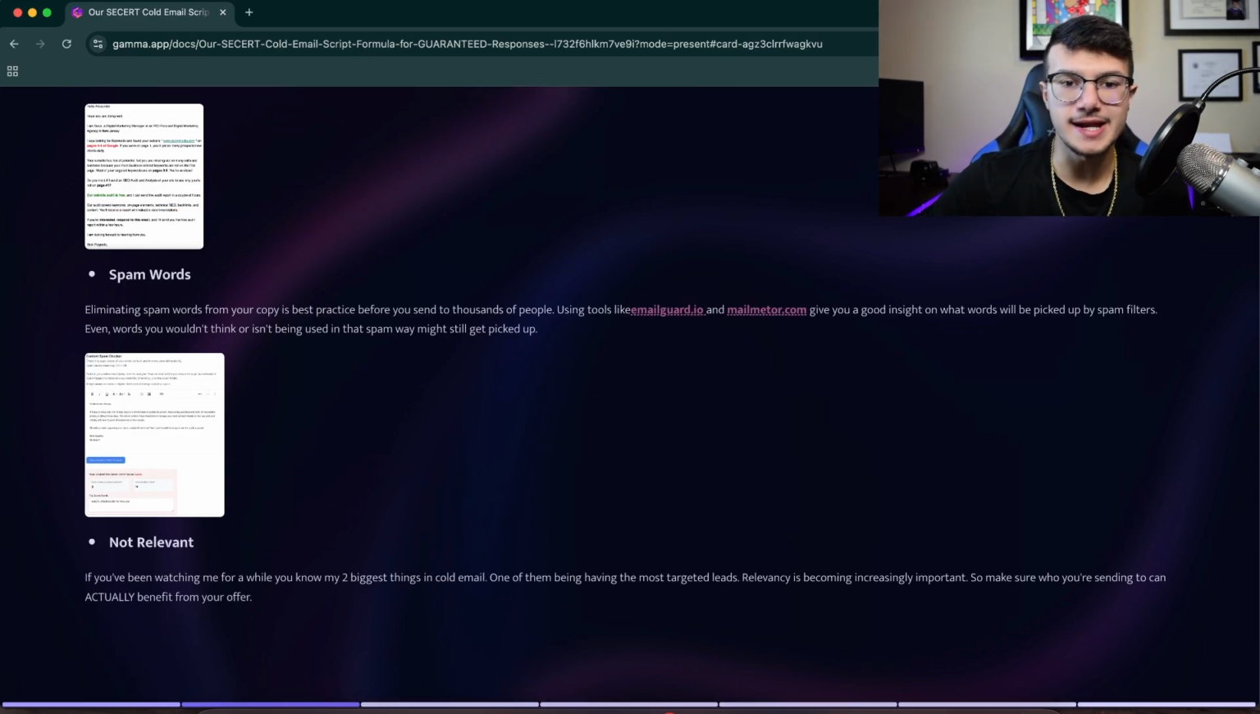Spam words. Eliminating spam words from your copy is best practice before you send to thousands of people. Using tools, we use Email Guard and Mailmeter, give you good insight on what words are picked up by spam filters. So this is interesting. The reason why I say this is because even words you wouldn't think are being used in a spammy way, or you wouldn't even think are spam, might still get picked up. So I always, just to be sure, like to throw this in there to see if any words come up.